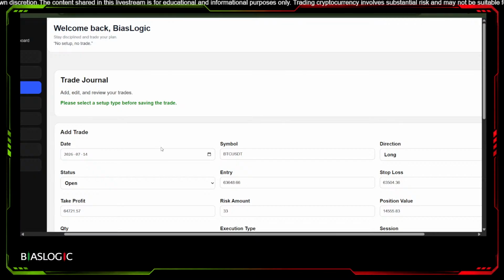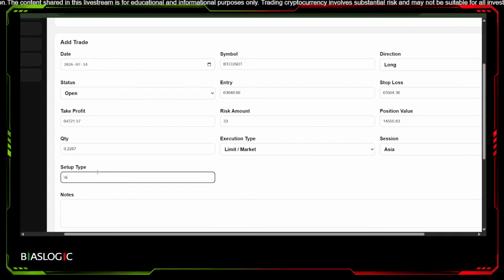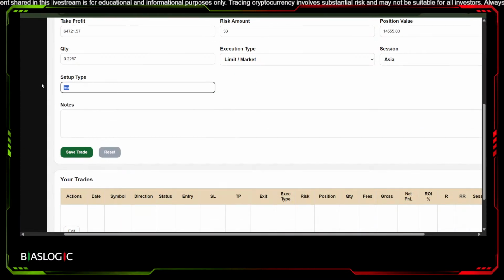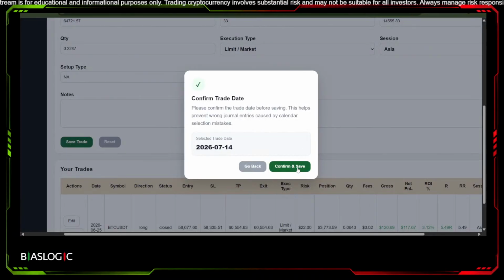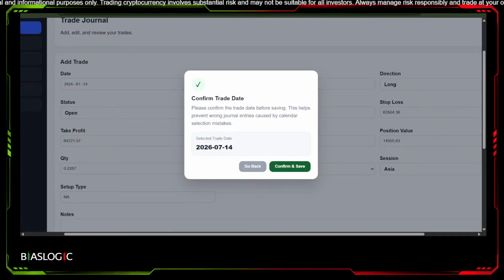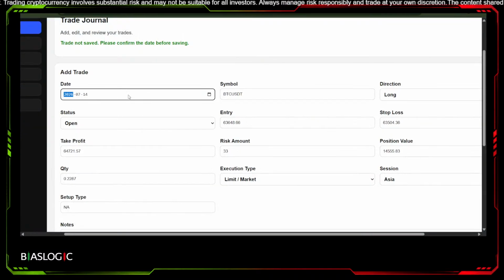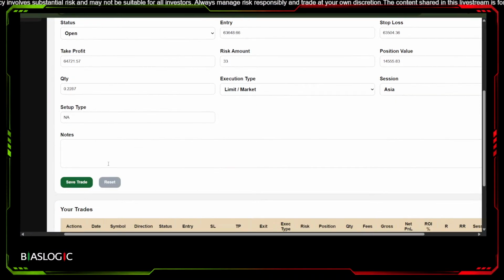So just put NA. Oops, NA. So once you log this trade, then it's gonna ask you the time. Yes, you can see here it shows 14, but here in my country it's 13. So I just want to make sure that I change that into today's date. Then I'll just log my trade.